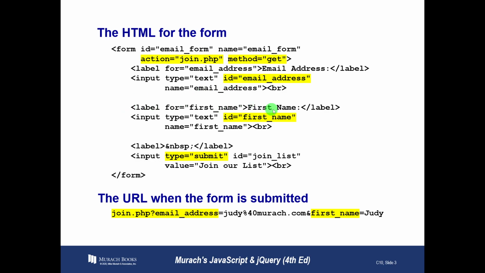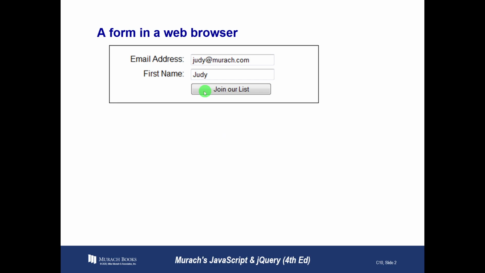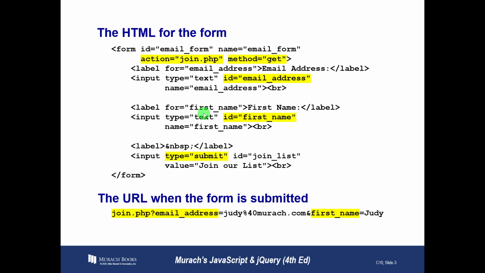We also have a label for the first name, and it's also a text input with an ID of first name. And we have a submit button. So it's an input with type equals submit, and that's what makes the submit button, which has text that says join our list. And that's the value that we see here. The value attribute for that button is join our list.